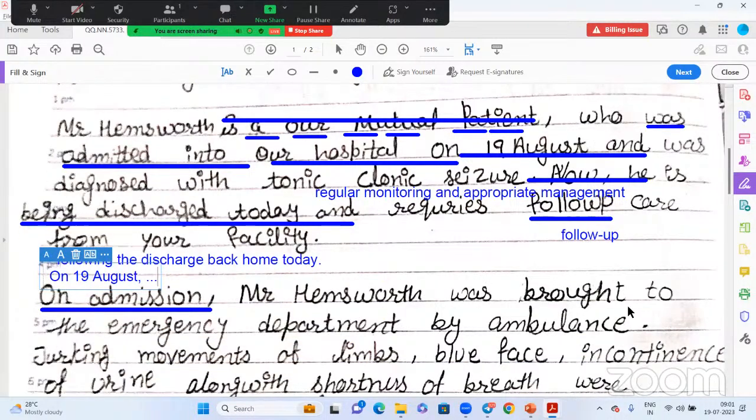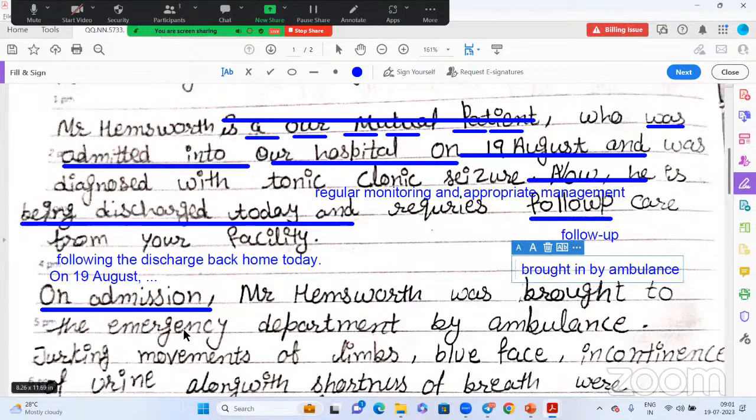Mr. Hemsworth was brought to the emergency department. Brought in by ambulance to the emergency department. Don't break this one. Brought in, that is missing. Brought in by ambulance, BIBA, that is the full form. Brought in by ambulance and was admitted to the emergency department. Like that you can say. So that's enough, like that you can write.